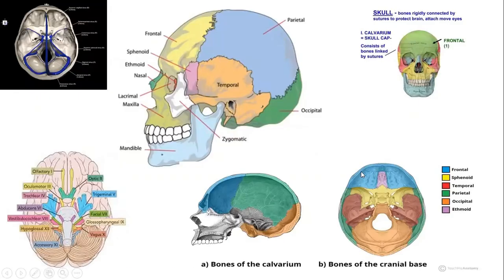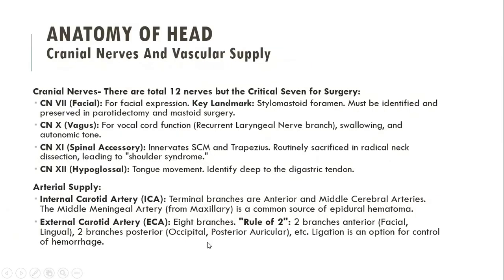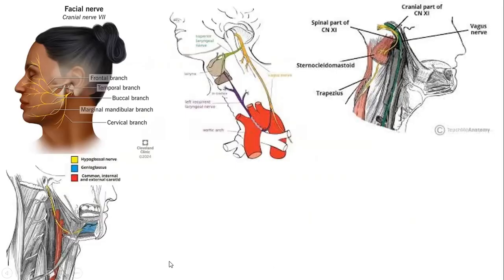So you can appreciate these pictures. These are the bones of the cranial base. You can see all these holes. These are foramina, and these are the cranial nerves you can see. And this is the calvarium. Here you can also see the facial nerve. This is the course of the facial nerve, and this is your vagus nerve, and this is also cranial nerve 11, the spinal accessory nerve, and this is the course of the hypoglossal nerve.